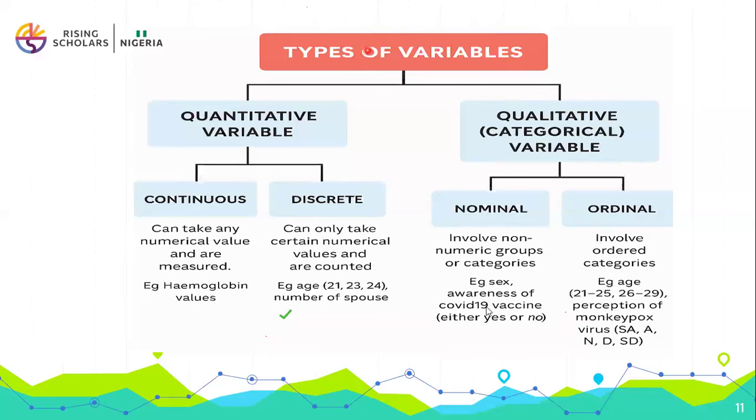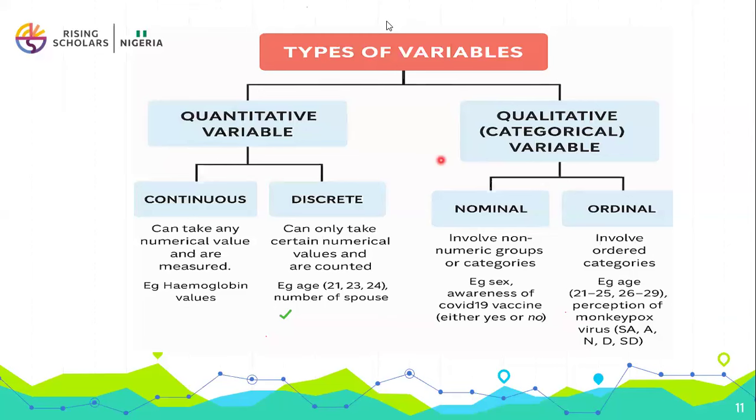So examples are gender, awareness of COVID-19 vaccine. It's either you're aware or you're not aware. Gender is either you're male or female. Please, I'd like to get other examples of nominal data. Okay, I think I've seen one. Academic qualification, yes. Where are you from? Yes, your country. Okay.